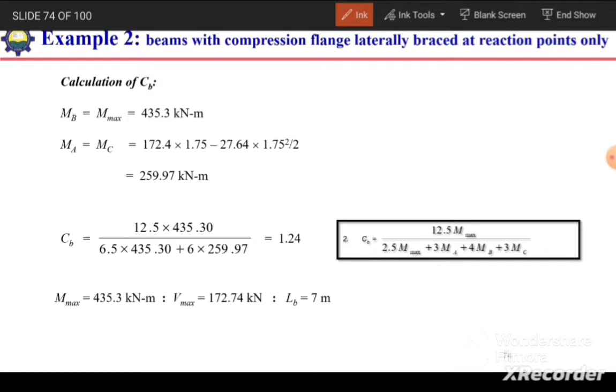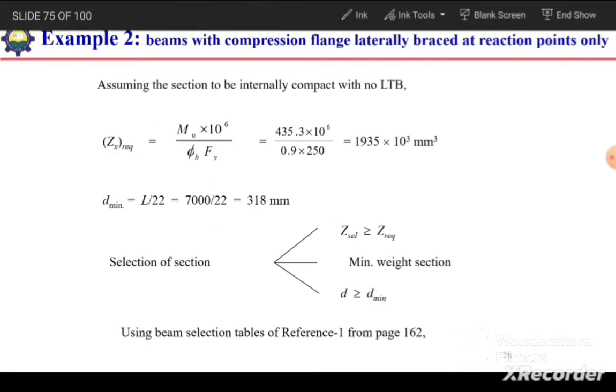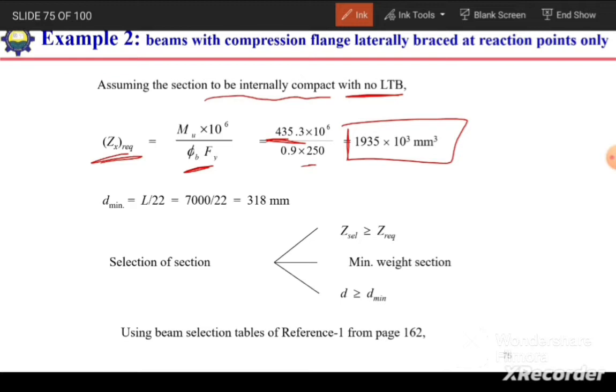So after calculating the CB value, we need to list the maximum bending moment, maximum shear force, and the unbraced length. In our case, as there is no intermediate lateral support, the unsupported length will be equal to the complete span, 7 meter. By assuming that the section is compact and there is no lateral torsional buckling, we can calculate the required section modulus, MU divided by phi Fy, where MU is the M maximum and Fy is 250, so it comes out to be 1935 into 10 raised to power 3.